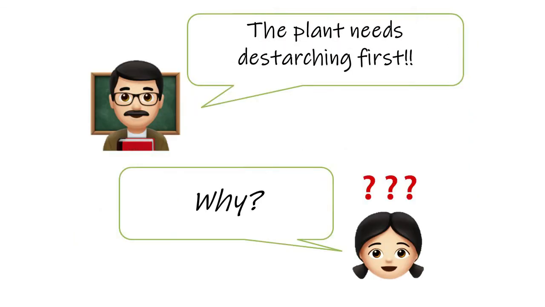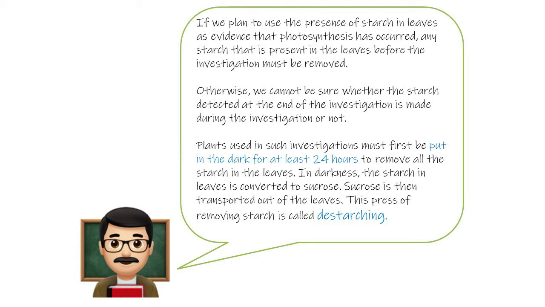When we do photosynthetic experiments, we need to destarch the plant being experimented on. If we plan to use the presence of starch in leaves as evidence that photosynthesis has occurred, any starch that is present in the leaves before the investigation must be removed. Otherwise, we cannot be sure whether the starch detected at the end of the investigation is made during the investigation or not. Plants used in such investigations must first be put in the dark for at least 24 hours to remove all the starch in the leaves.